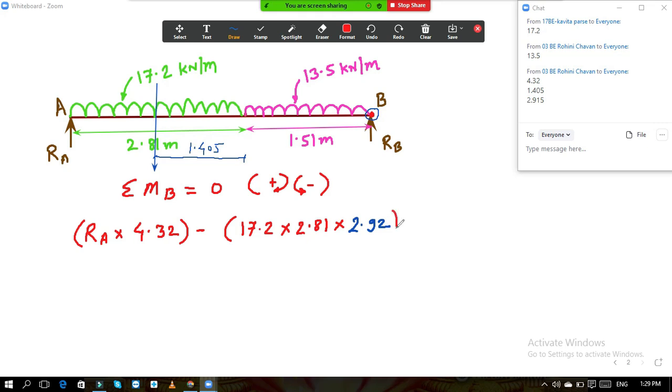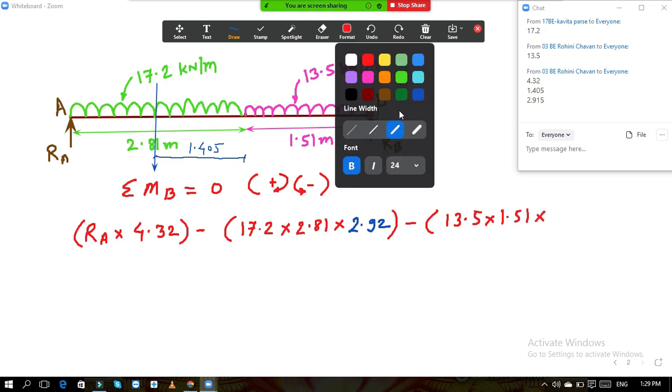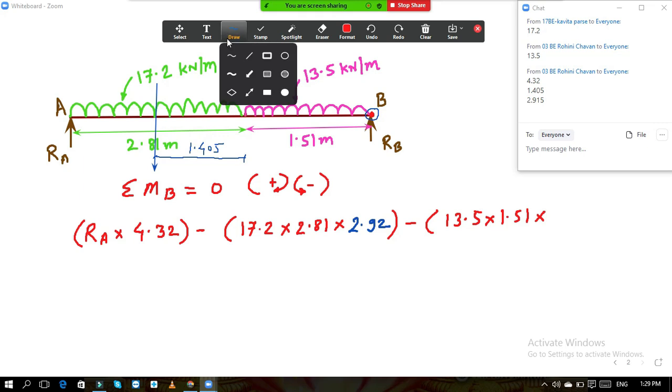Minus. Again, next UDL you need to consider. So again, this UDL is also moving down, so it is rotating anti-clockwise about point B. So first convert this UDL into the point load. So it is multiplied by 1.51 into the distance. So first of all, convert the UDL into the point load. So when you convert this, this point load will act at the center of this span. Somewhere here it will act.